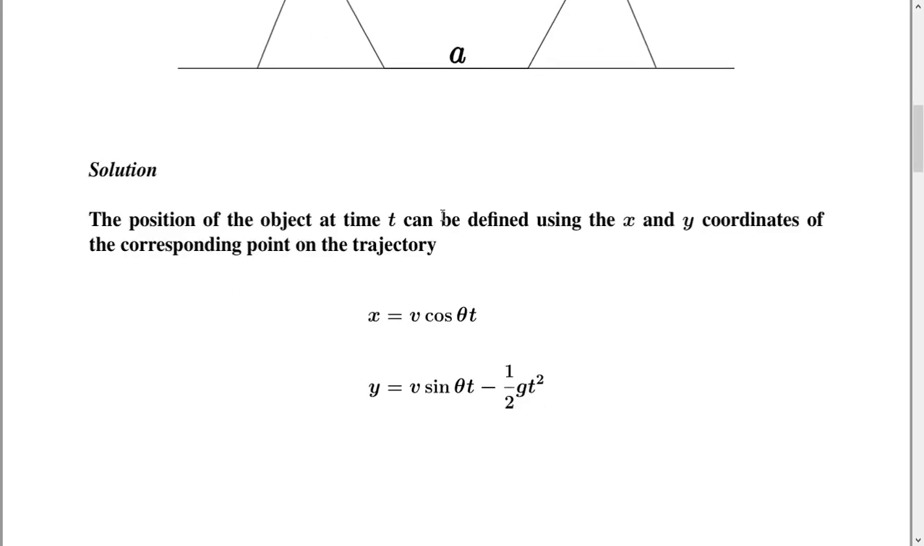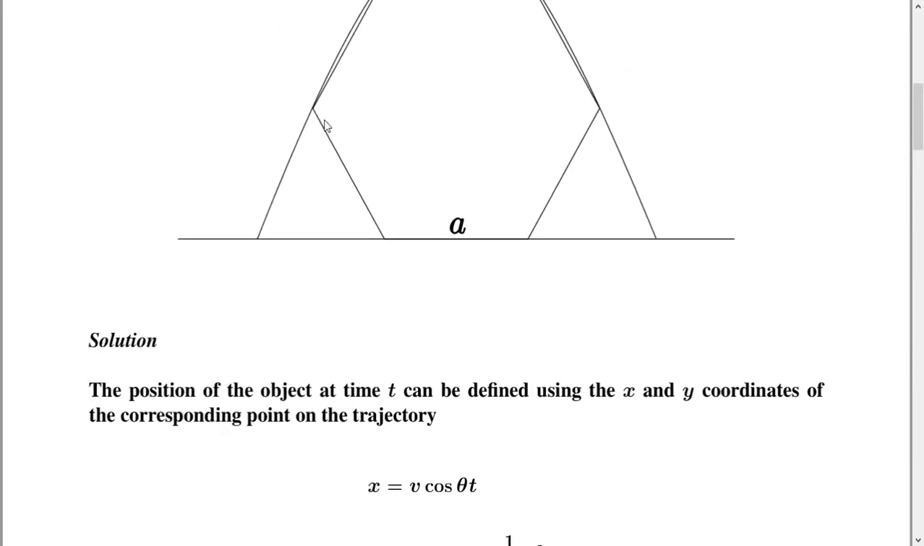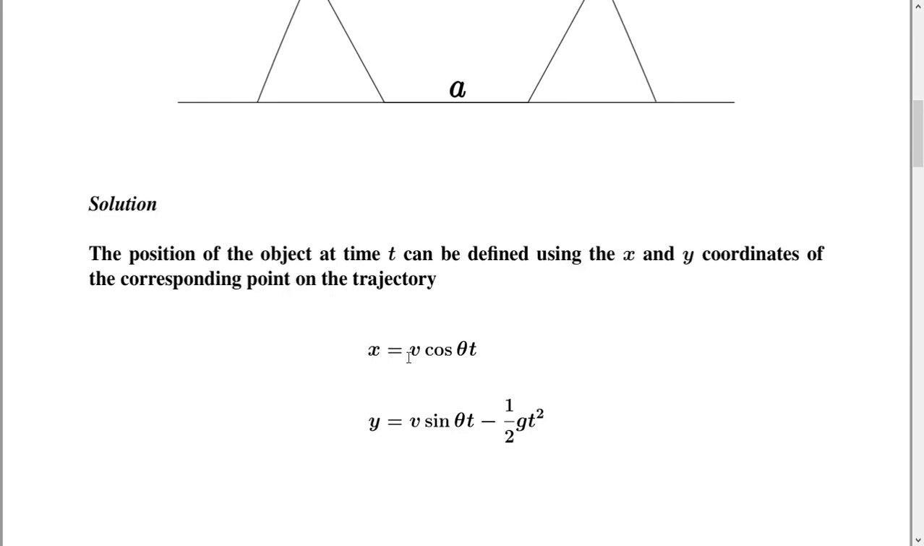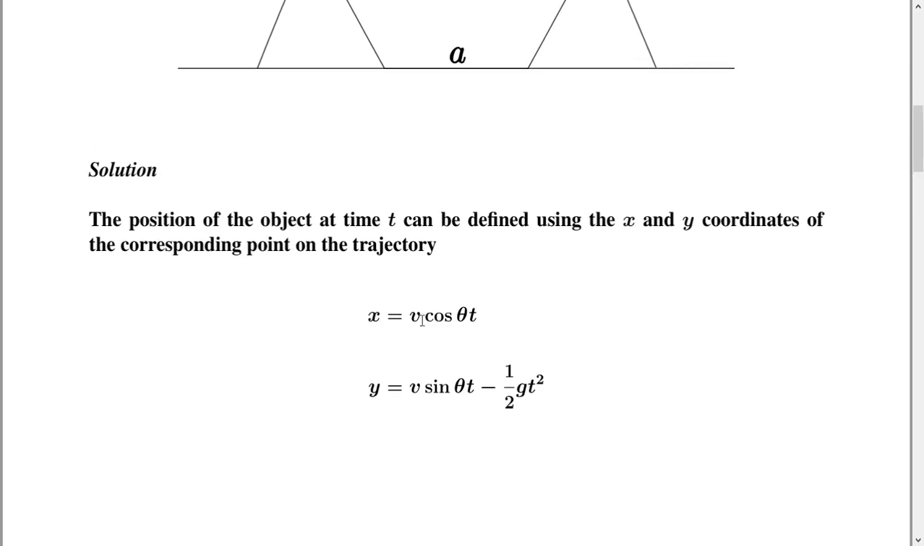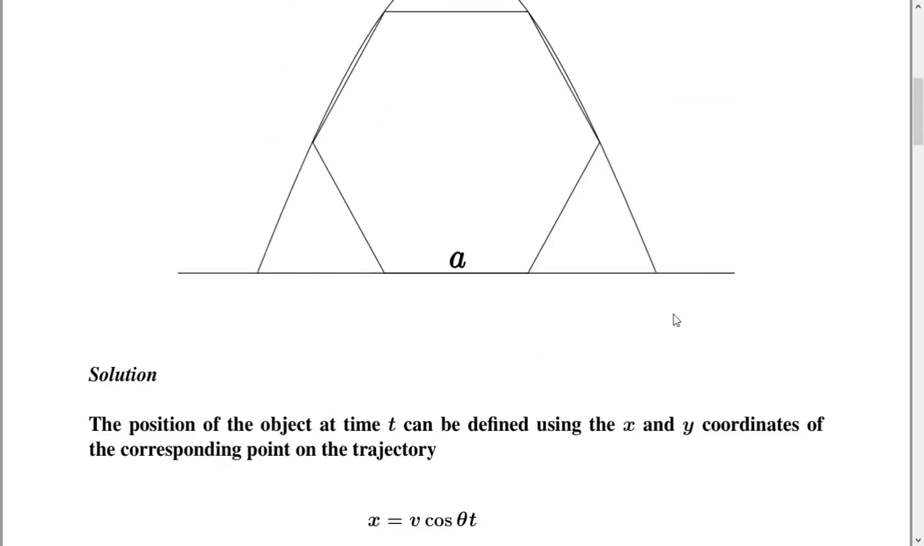At any time t, the x coordinate of the projectile would be v cos theta t, because v cos theta is the horizontal component of the projectile's velocity. So we will assume the point from which the object is projected as the origin. Then at time t, x is equal to v cos theta t and y is equal to v sin theta t minus half g t square. Alright, so if you have these two equations, you can easily find the equation of this curve.